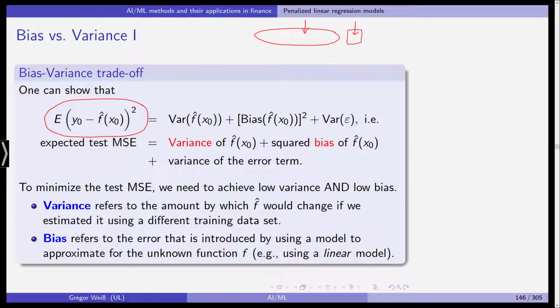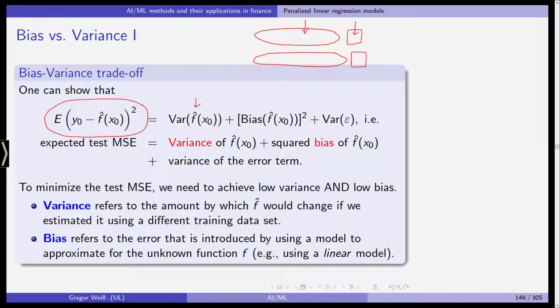But what would happen now if we had a different training data set and we had the same or a different test observation? Would we still get the same error? Now, the variance here refers to the fact that if we use different data samples for fitting our model, for training our model, we probably will get a different estimate for the response at x0, so we get a different mean squared error.